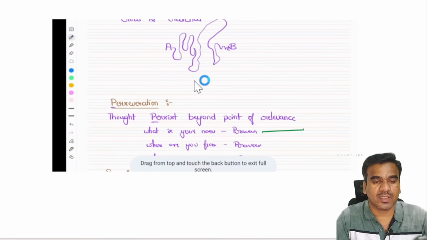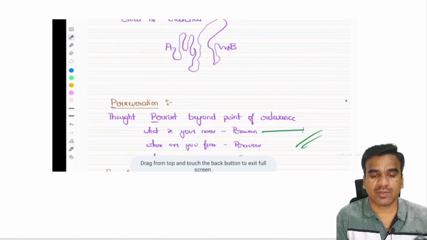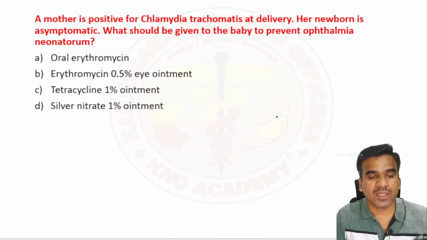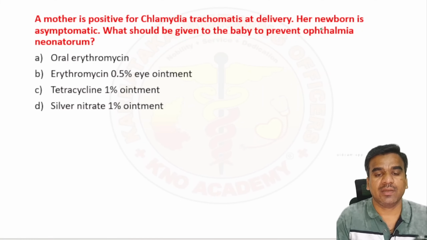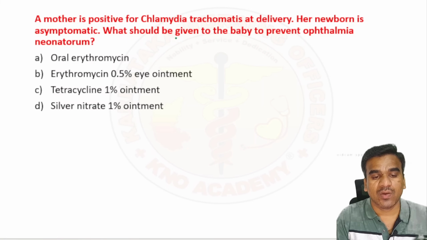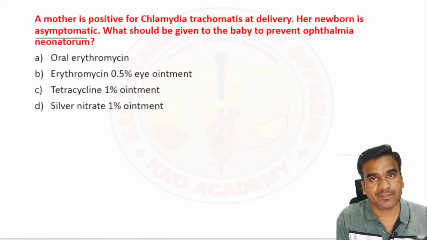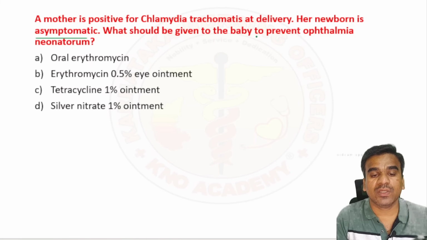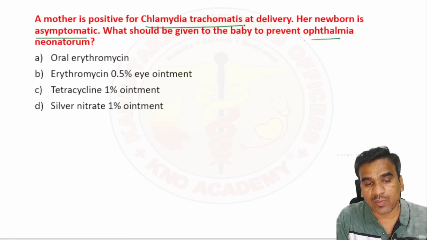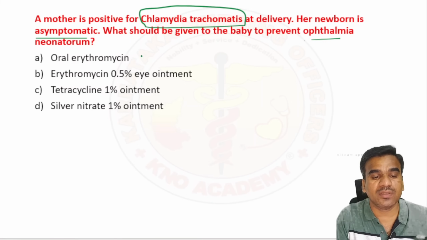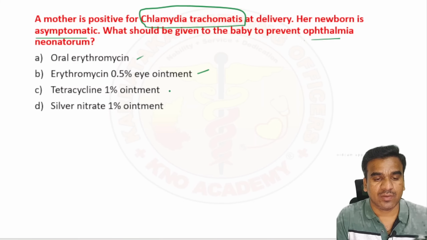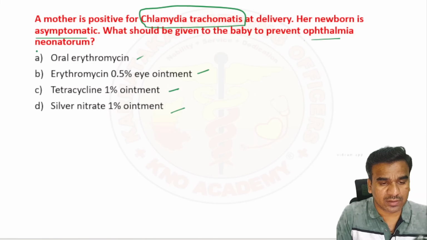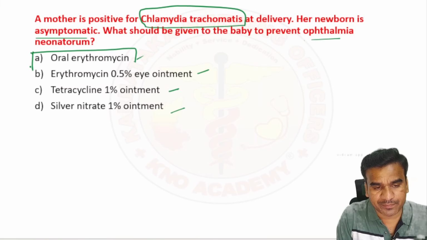Okay, so then next question. This class is available in the KNO Academy app. A mother is positive for chlamydia trachomatis at delivery. Her newborn is asymptomatic. Asymptomatic is the very important word. What should be given to the baby to prevent ophthalmia neonatorum caused by chlamydia trachomatis? Options are oral erythromycin, 0.5% erythromycin eye ointment, 1% tetracycline ointment, silver nitrate 1% ointment. The right answer will be oral erythromycin.